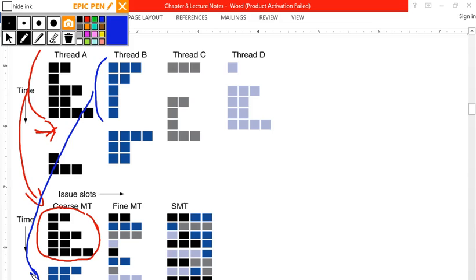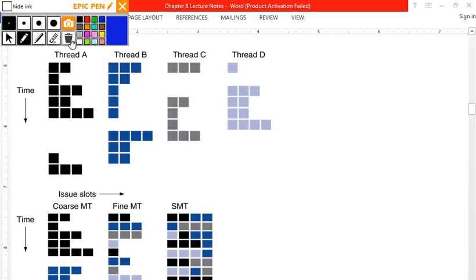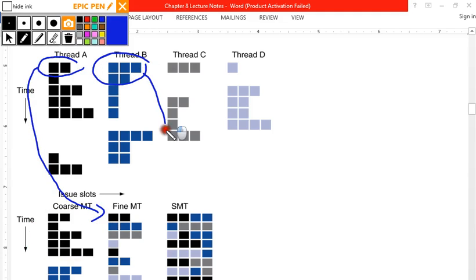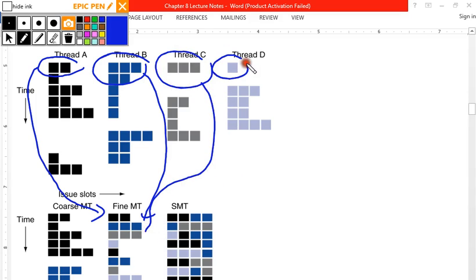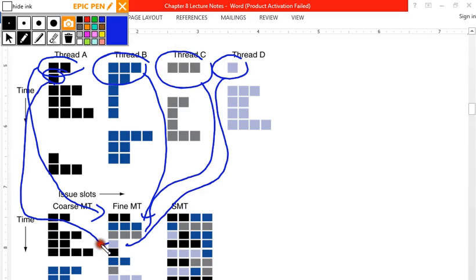If we go to fine grain multi-threading, we do this every cycle. So the first cycle is this, right? Second cycle is thread B. Third cycle is thread C. Fourth cycle is thread D, as you can see. And then the fifth cycle goes back here. Then this one is next, and so on, right? So that's the difference between coarse grain and fine grain multi-threading. In fine grain multi-threading, you switch threads every cycle. In coarse grain multi-threading, you switch threads every stall.